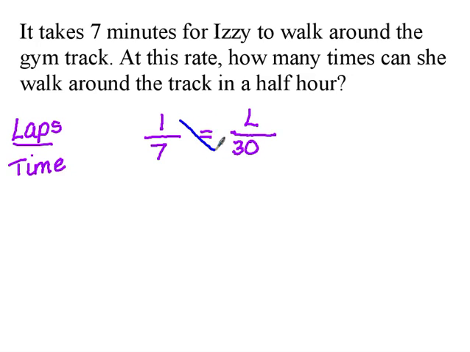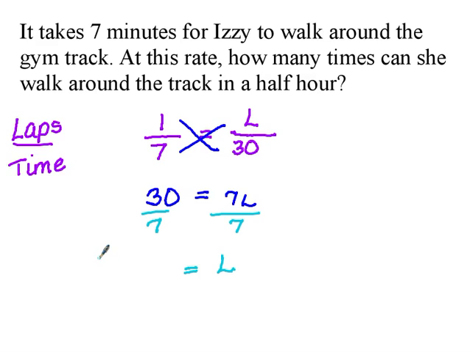So let's go ahead and multiply. So here I have 1 times 30, which is 30. Very good. Equals this diagonal, which is 7L. So now I need to solve this. So how do you solve it? Divide by 7. So I need to think about what type of answer I'm going to get here. And so how many laps could she walk in 30 minutes if each one takes 7 minutes?